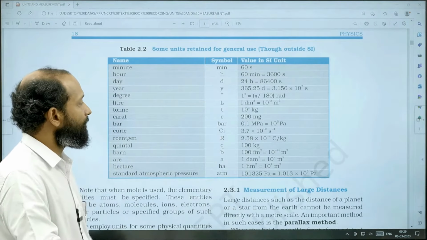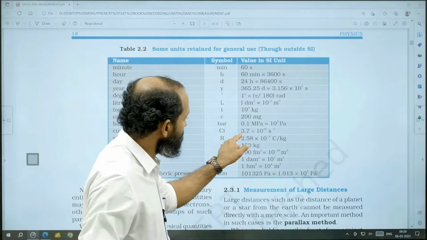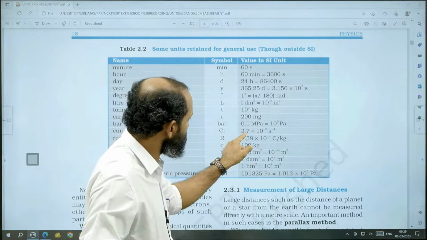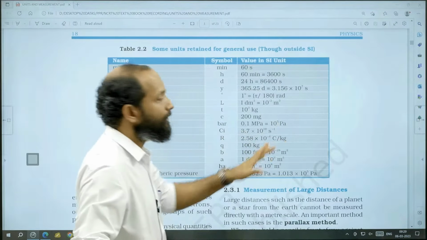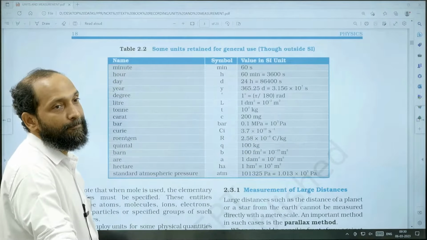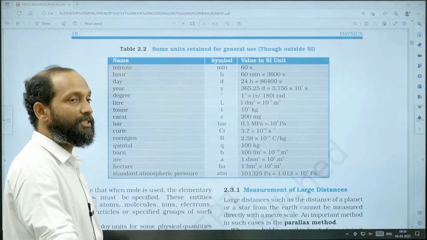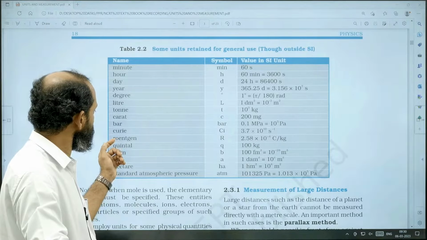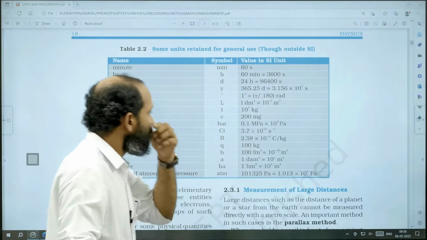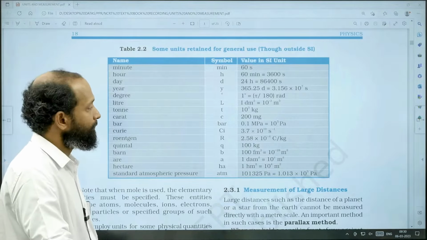Curie is an important unit of radioactive dose, which is written as 3.7 into 10 to the power 10 per second. That's the unit of radioactivity. Biggest unit is Curie. Another unit, Rontgen, is there. Rontgen is 2.58 into 10 power minus 4 coulomb per kilogram.